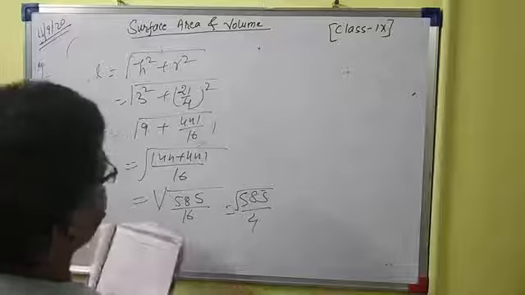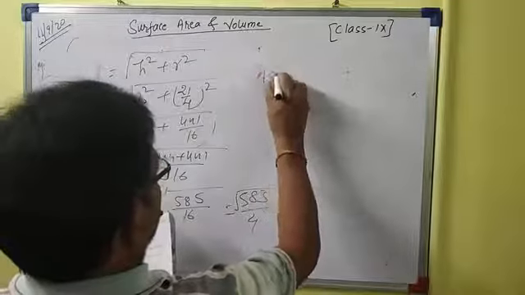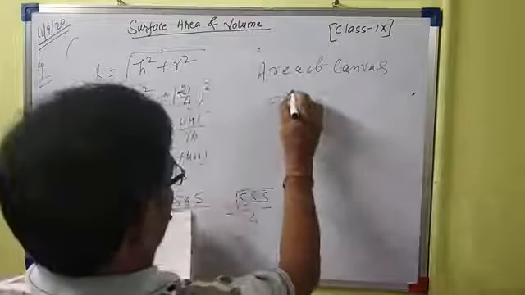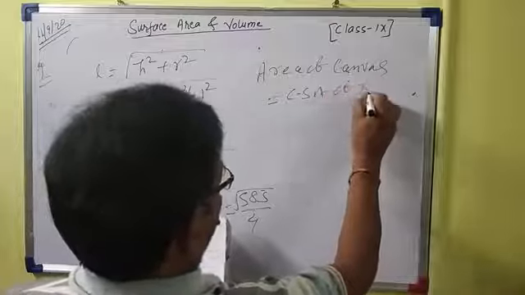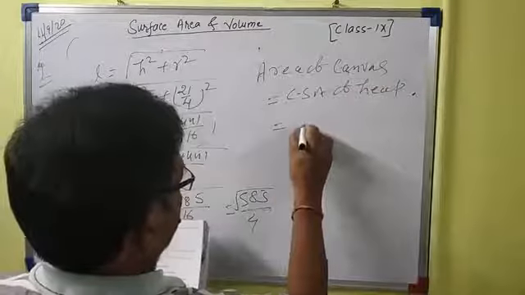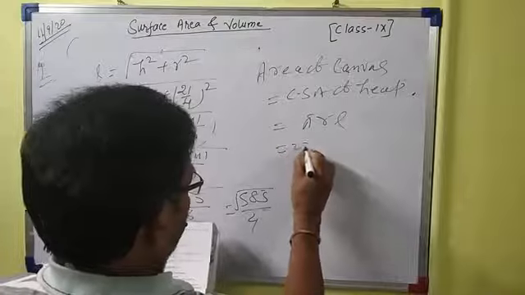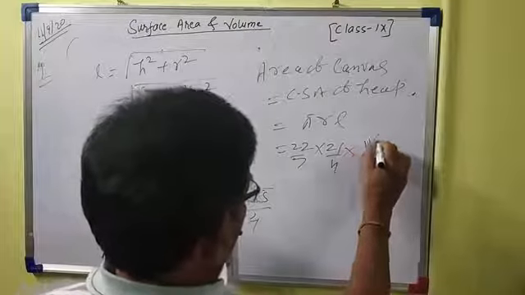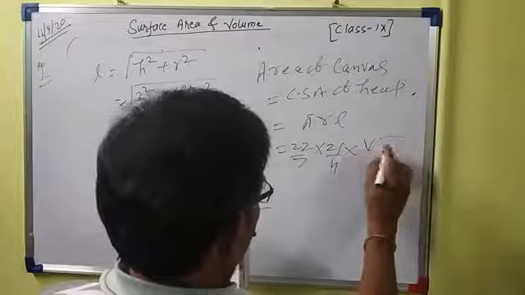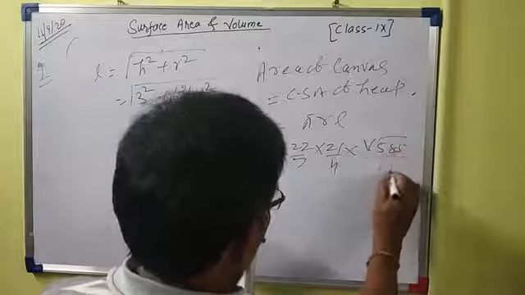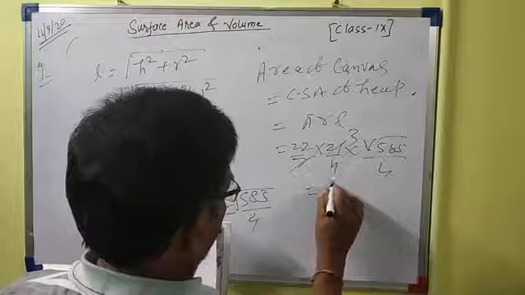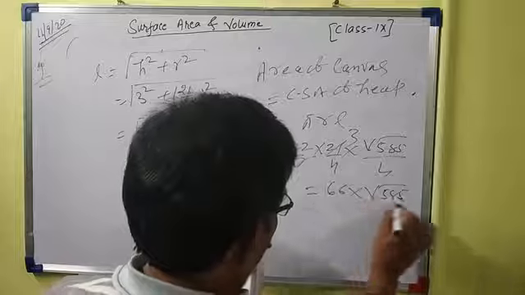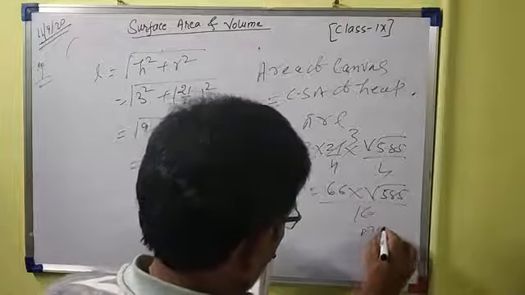L is under root 585 by 4. Area of canvas equal to curved surface area of heap, pi r L, 22 by 7, r means 21 by 4 into under root 585 upon 4. This is 33 into under root 585 by 16 meter square.